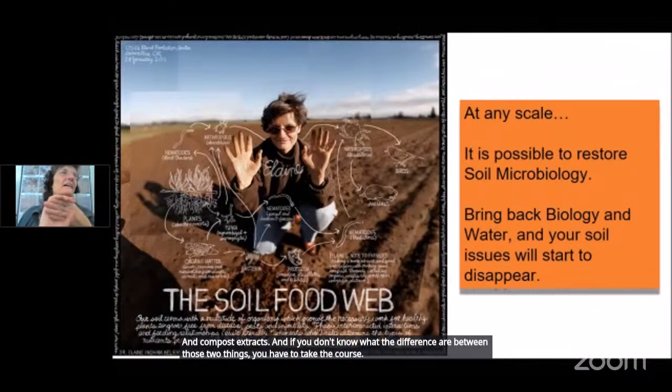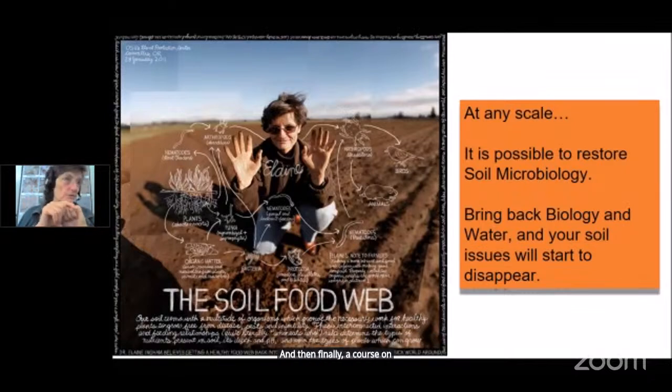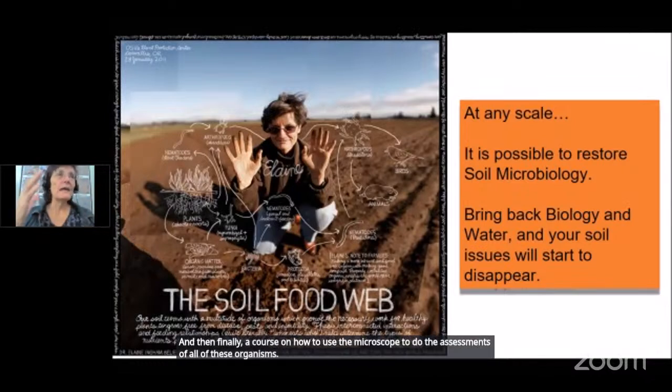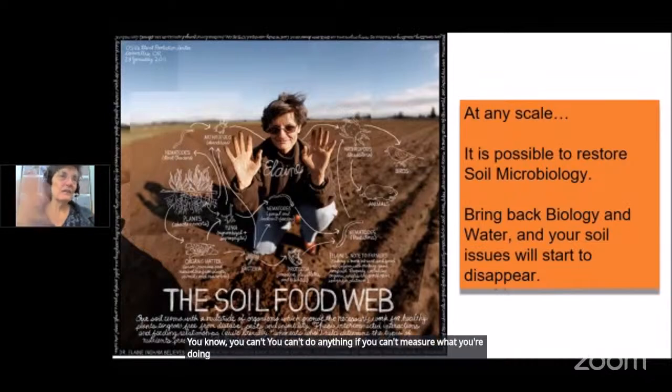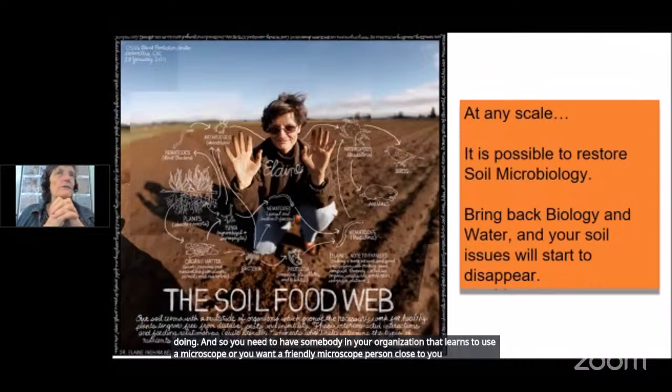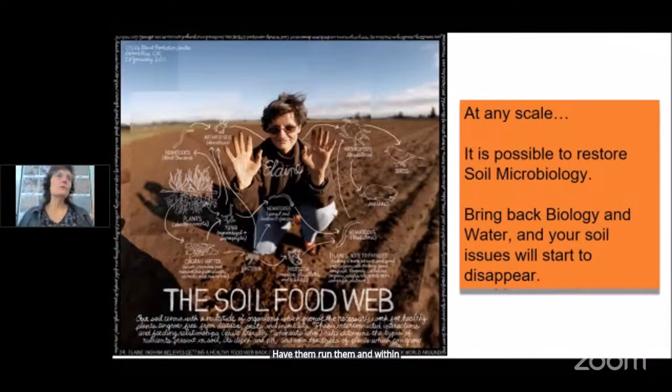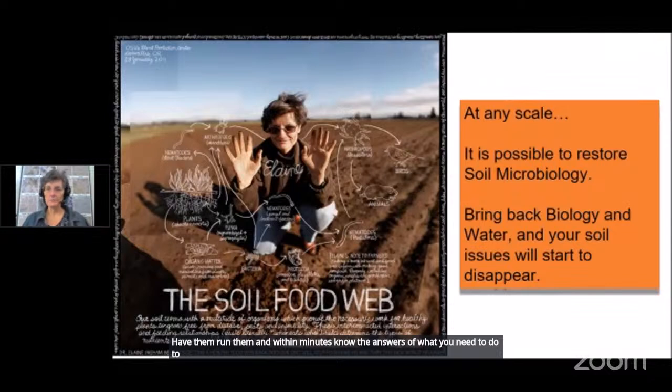And then finally, a course on how to use the microscope to do the assessments of all of these organisms. You can't do anything if you can't measure what you're doing. So you need to have somebody in your organization who learns to use the microscope, or you want a friendly microscope person close to you, so you can take all the samples to them, have them run them, and within minutes know the answers of what you need to do to continue fixing the problem.